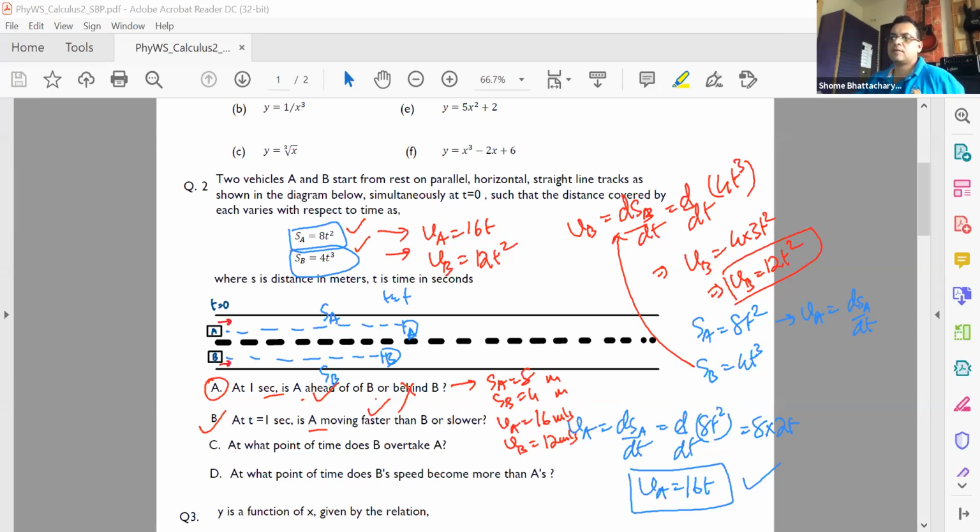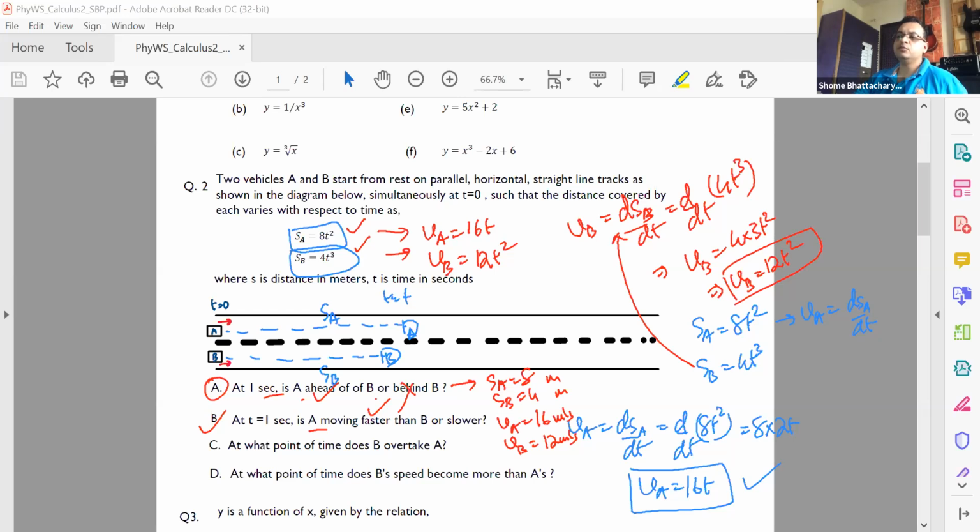I have a doubt in the first part. Sir, in the first part, we can also substitute VA equal to 16 and then multiply it by 1, but we will not get the same answer. Why not? VA is 16t, as a function of time. Is V constant over here? No. For example, at 0.2 seconds, what is the speed of A?